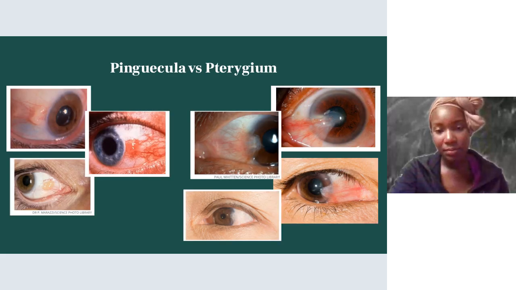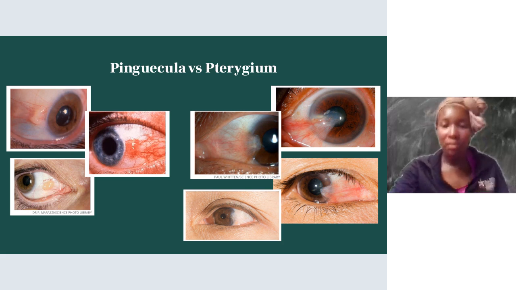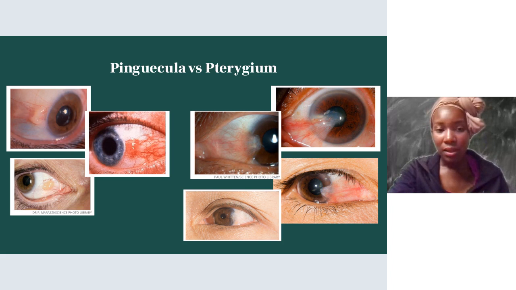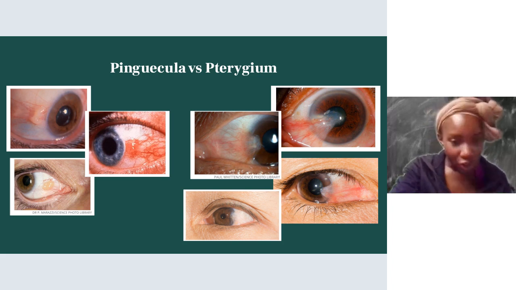All right, next one. Pinguecula versus pterygium. So how would you differentiate these two? A pterygium usually starts to infiltrate the cornea towards the pupil, whereas a pinguecula usually stays on the sclera part of the eye, and it's more of a yellow color. Okay, that's good.